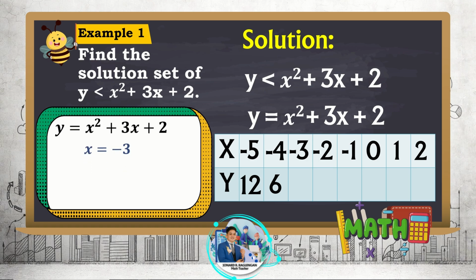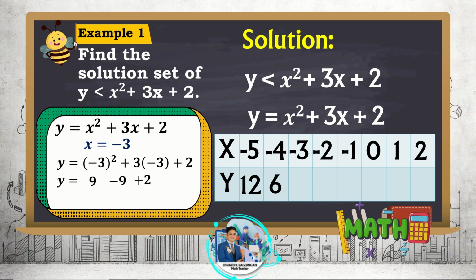For x equal to -3, substitute this value to solve for y. We have y is equal to the square of -3, plus 3 times -3, plus 2. Then simplify. The square of -3 is 9. 3 times -3 is -9. Plus 2. Then 9 minus 9 plus 2 is 2. So, if x equals -3, then y equals 2.